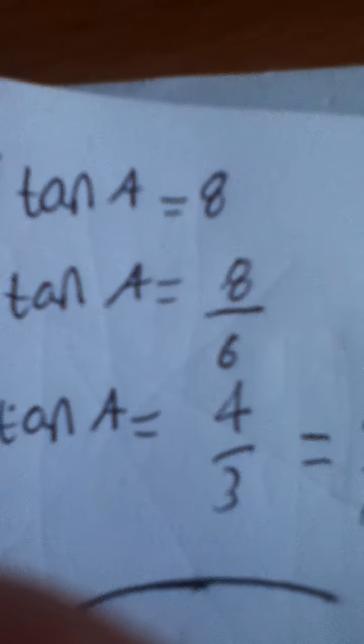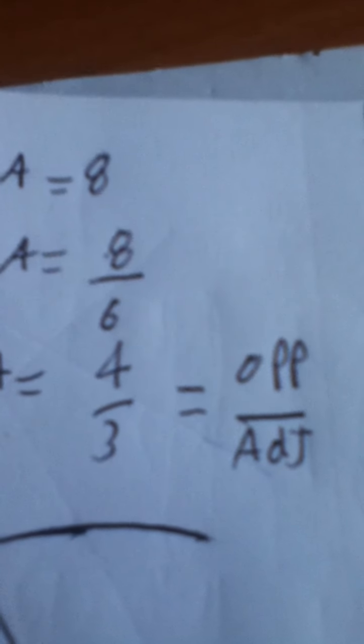Question 5a. Without using a calculator, construct the angle A such that 6 tan A equals 8. So 6 tan A equals 8, so tan A equals 8 over 6. And if you divide that by 2, you get tan A equals 4 over 3. So tan is opposite over adjacent, so 4 will be the opposite and 3 will be the adjacent.